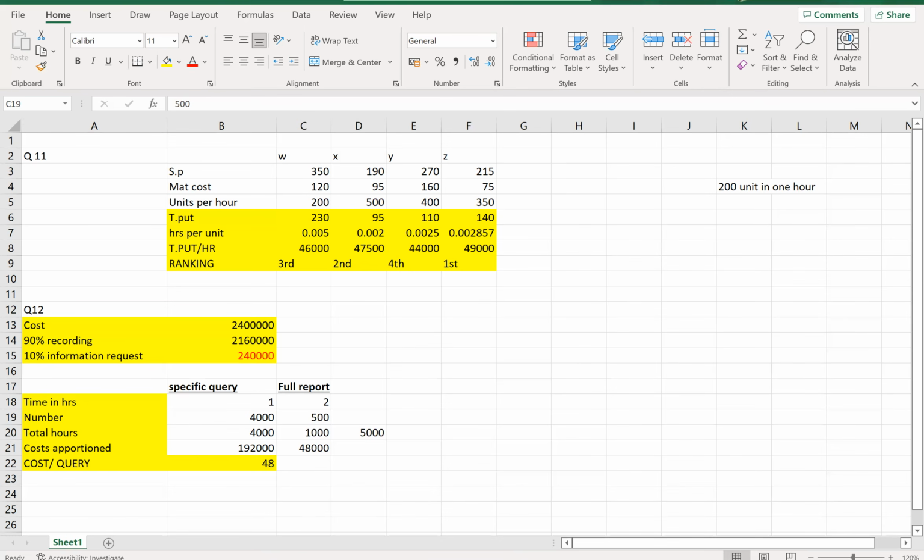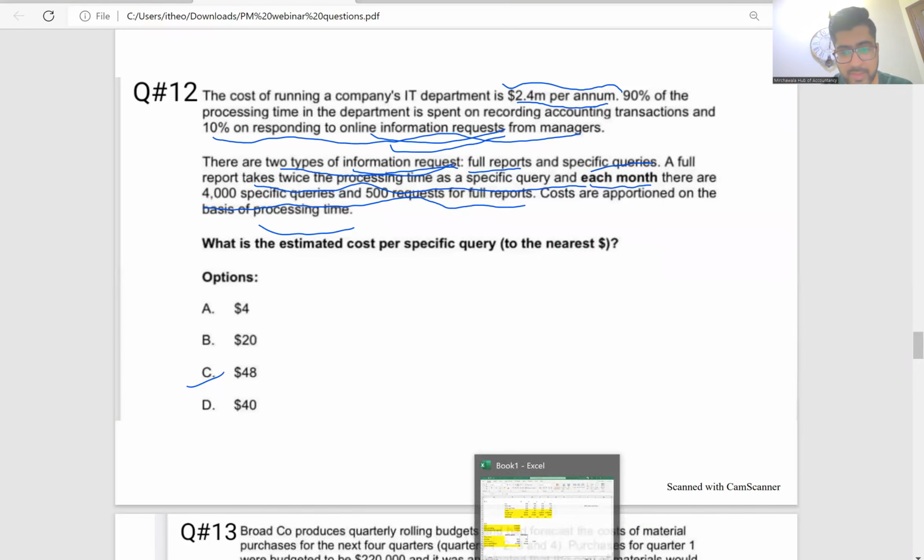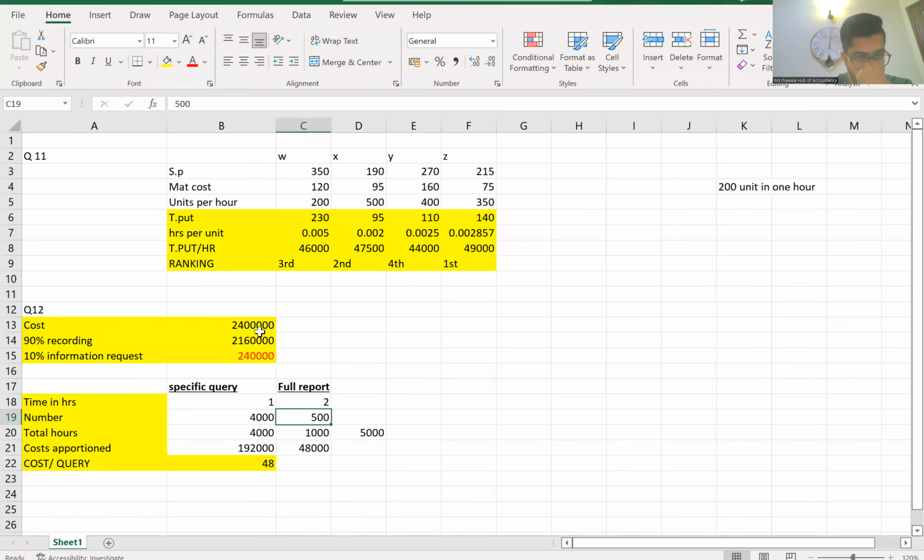There is just a small error in this that I need to correct. This cost was per annum. The cost of running the IT department is 2.4 million per annum, and the queries were given for each month. So you have taken the cost per annum. This 2.4 million, 240,000 is per annum, and this is per month.